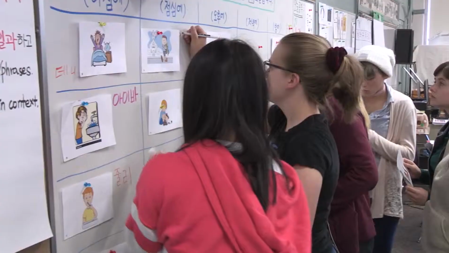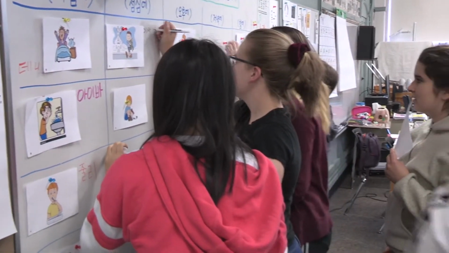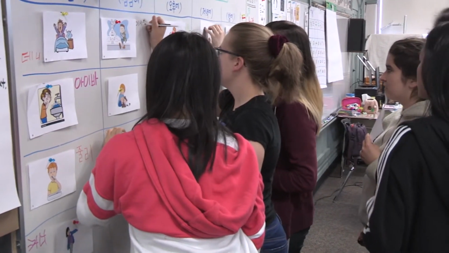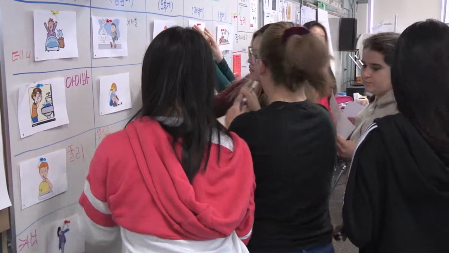The teacher uses images and gestures to review vocabulary for daily routines. She has students create a daily schedule on the board before asking questions about what each student does at different times of the day.